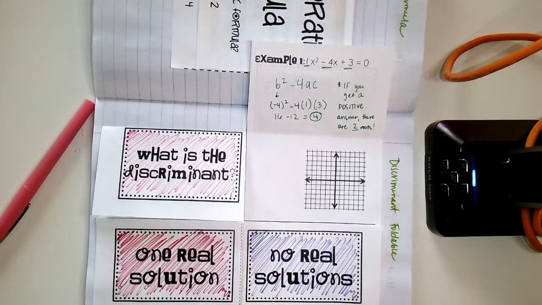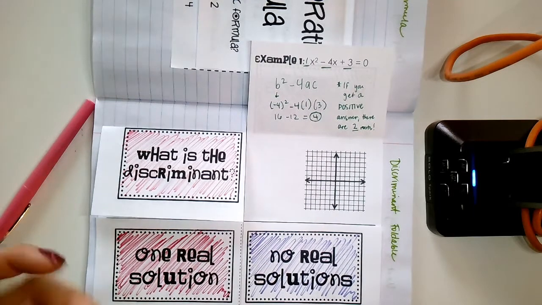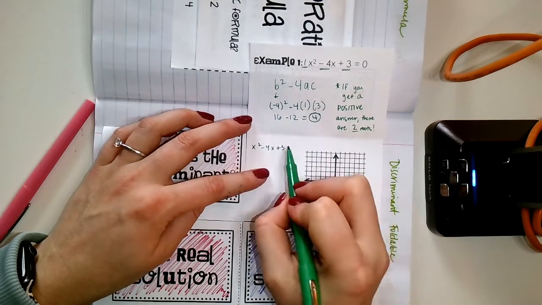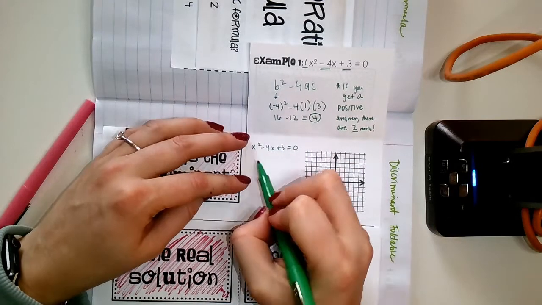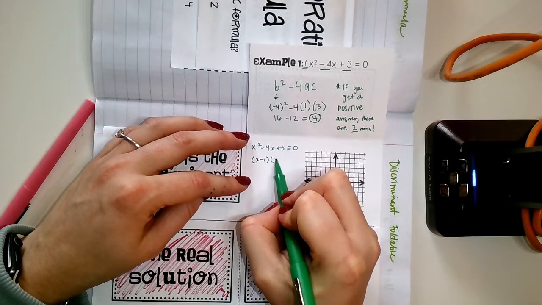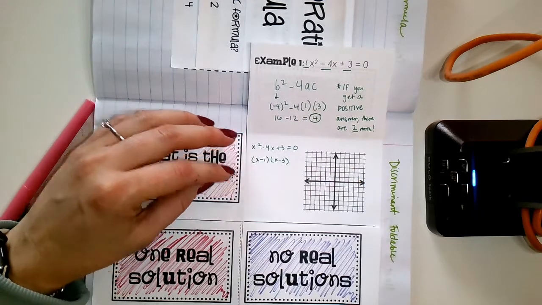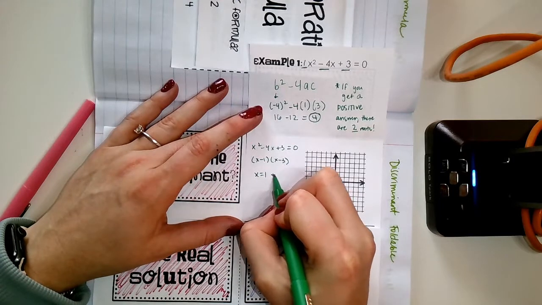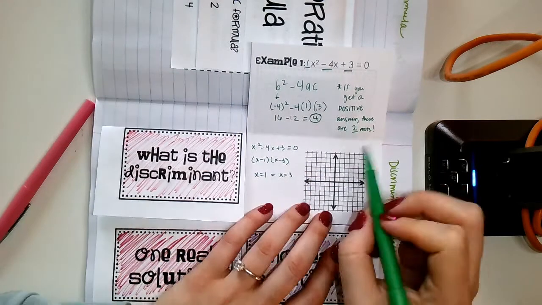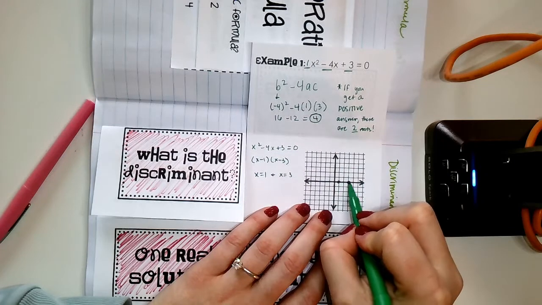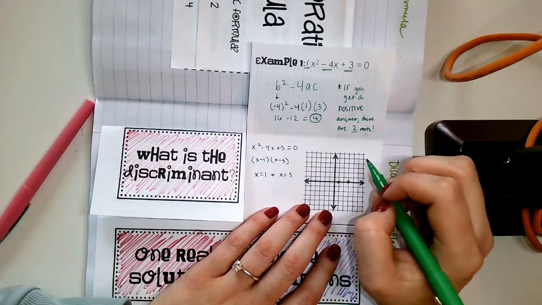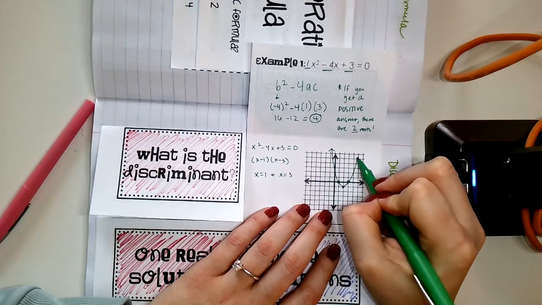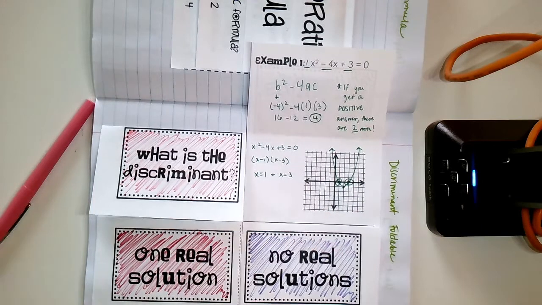So let's check it with the graph. I'm just going to quickly solve these by factoring. So x squared minus 4x plus 3 equals 0. I know that x minus 1 and x minus 3 give me positive 3 when multiplied and make negative 4 when added, so it's x equals 1 and x equals positive 3. So my shape is going to look like that, where I have two solutions.